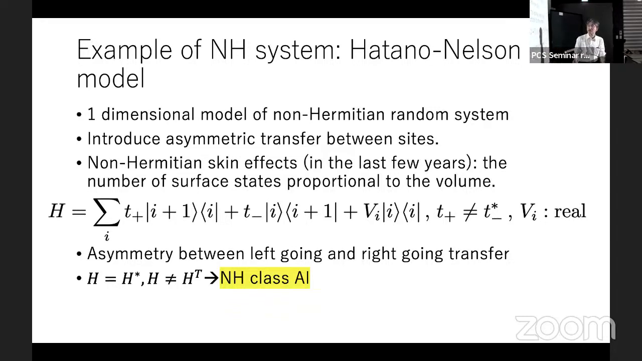And then the Hamiltonian is a real matrix. So H equals H star, H conjugate. But due to the difference between t plus and t minus, H is not equal to H transpose. So this we call non-Hermitian class A1. The other case is that H isn't equal to H conjugate, but H is equal to H transpose, which I'm going to explain.